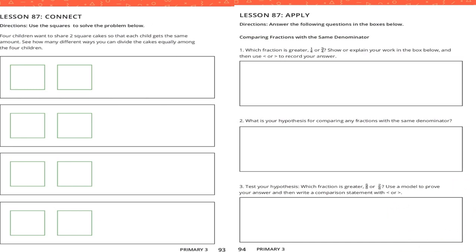Lesson 87. The connect part here. 4 children wanted to share 2 square cakes so that each child gets the same amount. See how many different ways you can divide the cakes equally among the 4 children. Here we have squares and we want to divide each square into 4 equal parts. We have many ways to divide these squares.